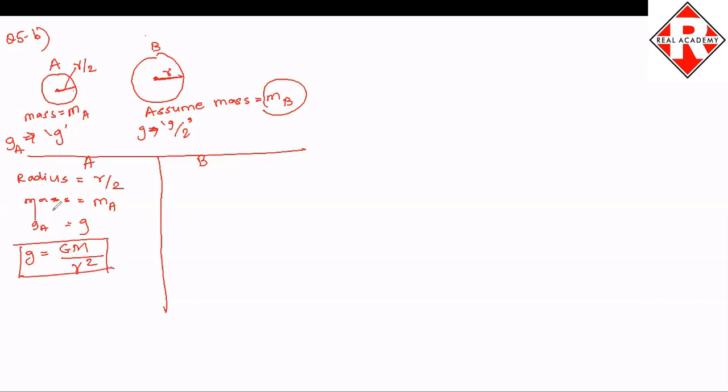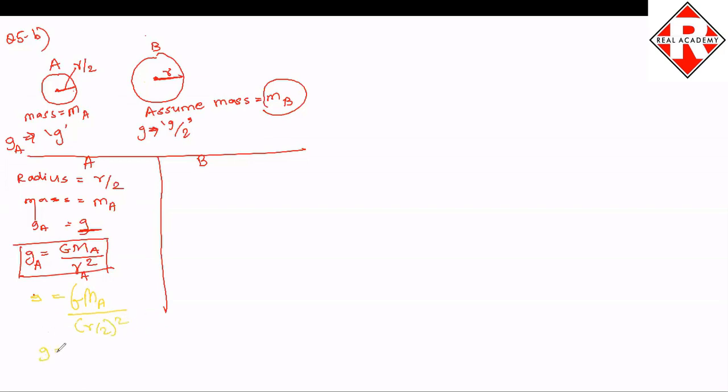Now if I consider planet A, it will be g of A and RA, correct? So now just substitute the values. What is the acceleration due to gravity on planet A? We have already taken it as g. So that is g. Now this will remain as it is. This is the universal constant. This is MA, right? And what is the radius for planet A? It is R by 2 the whole square.